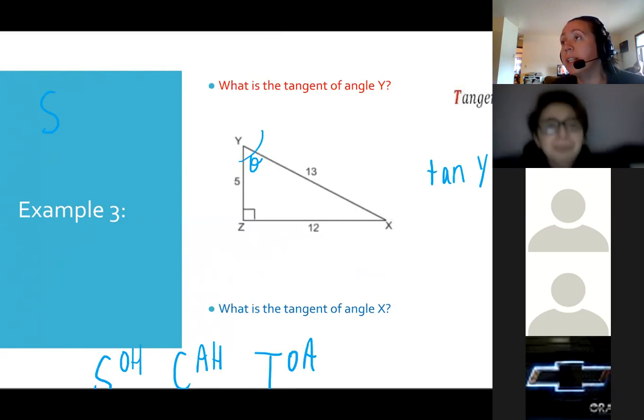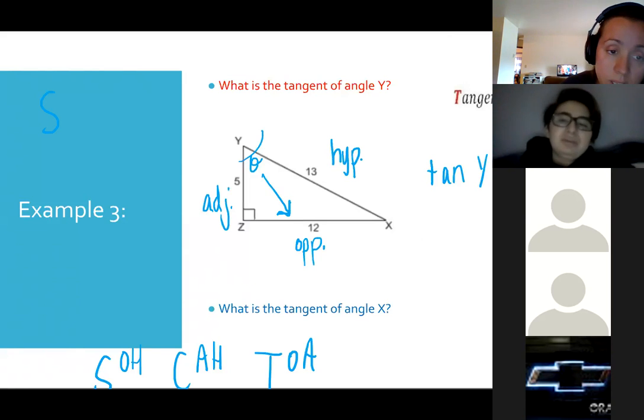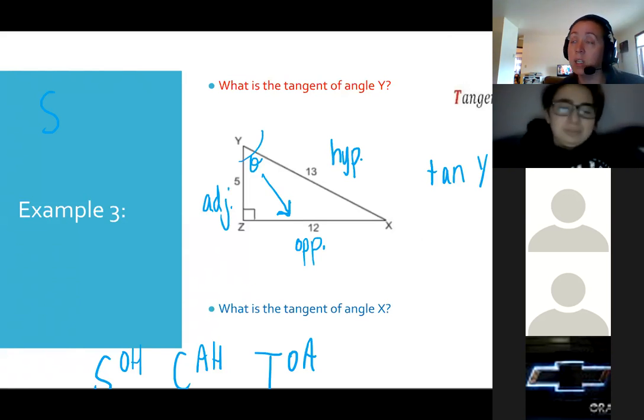Okay, so tangent of angle y, I'm going to do opposite over adjacent. So here's my opposite side. It's straight across. Adjacent is right next to that side. And hypotenuse is that slanted side across from the 90. So what ratio, guys, raise your hand, tell me what ratio could represent the tangent of y, the opposite over the adjacent. Beth, what do you think?